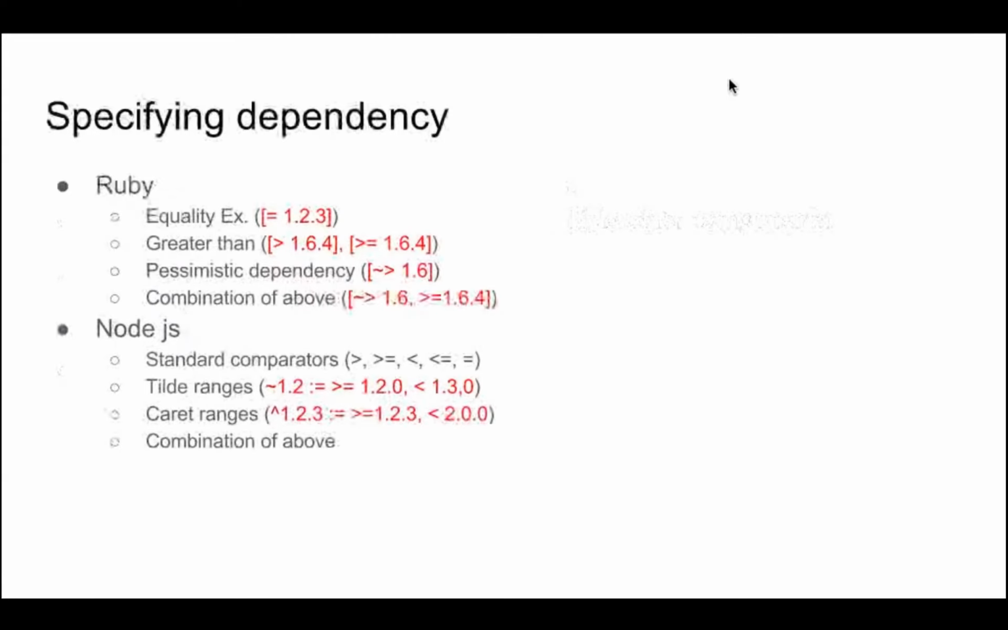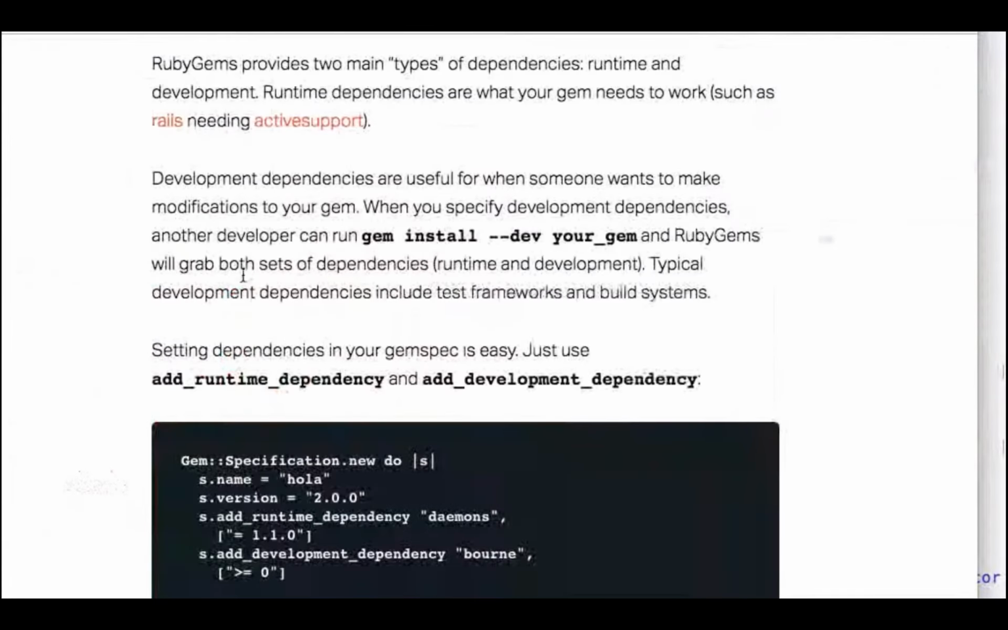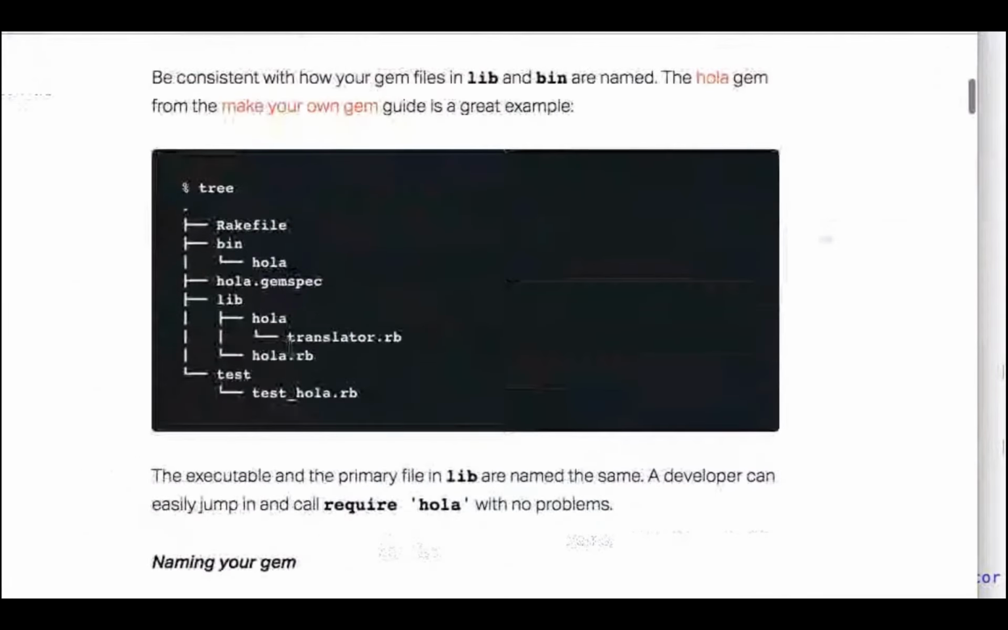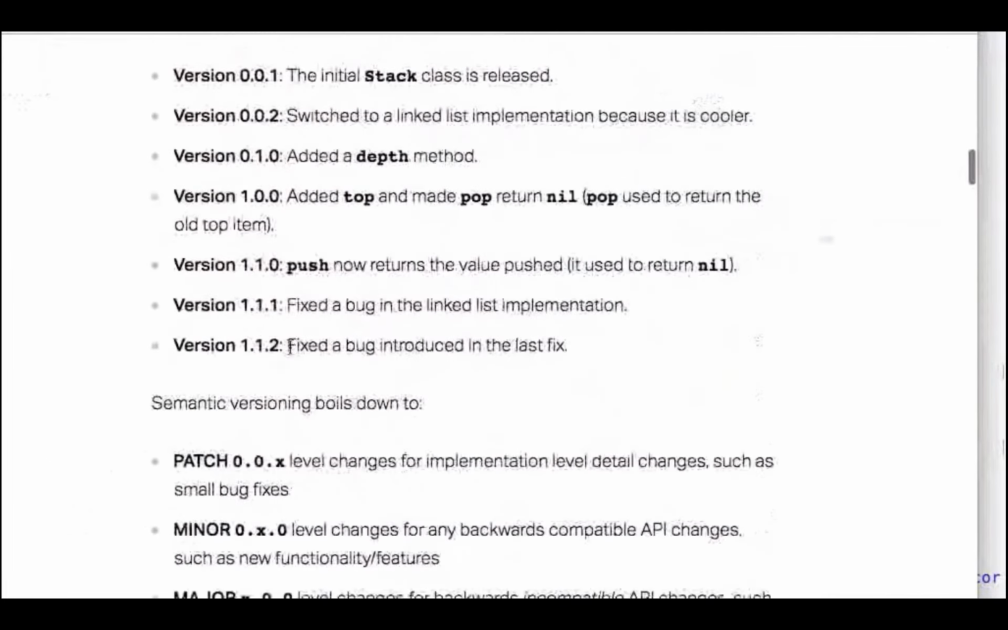Now, I talked about specifying the dependencies. So Ruby, both of them have equality. In Ruby, you say, I want this exact version of this gem. Otherwise, you can say, I want a version which is greater than. Like if you go to the website, it has a lot, I can show you the website. This is Ruby. It says semantic versioning.